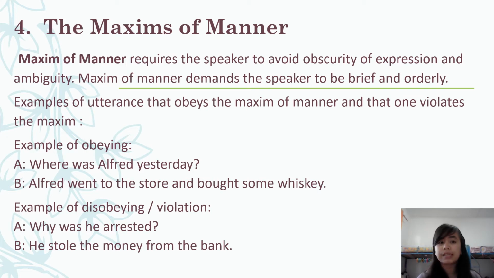But the second example is a violation. Why was he arrested? He stole the money from the bank. B's statement in the second example is ambiguous. It can be interpreted that he went to the bank first, and then in another place he stole the money, and another interpretation is that he stole money stored in the bank. He got the money by robbing the bank. So he violates the maxim in answering A's question.